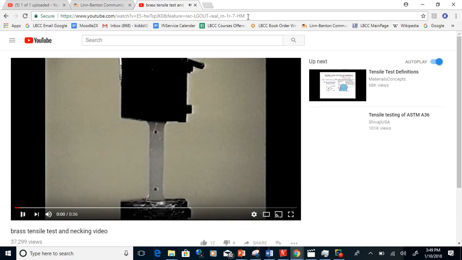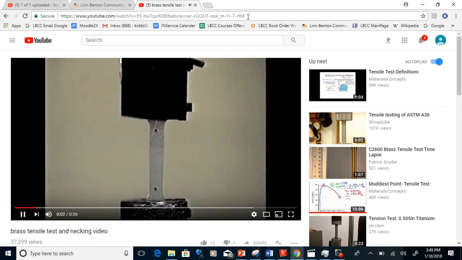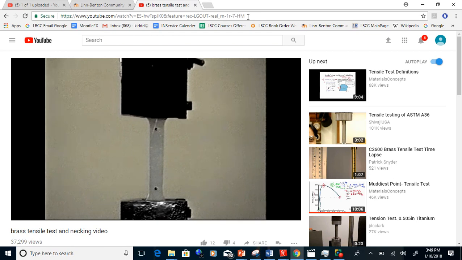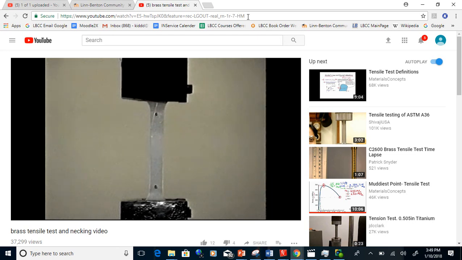Okay, so that gets you some idea of what's going on there. Here's just a 30-second video. That's brass there, I think. They'll just pull that apart. You'll see it necking. See those two little dots in there? They've pounded those in. That's called the gauge length. That's a standard distance apart, so it could be measured after failure.